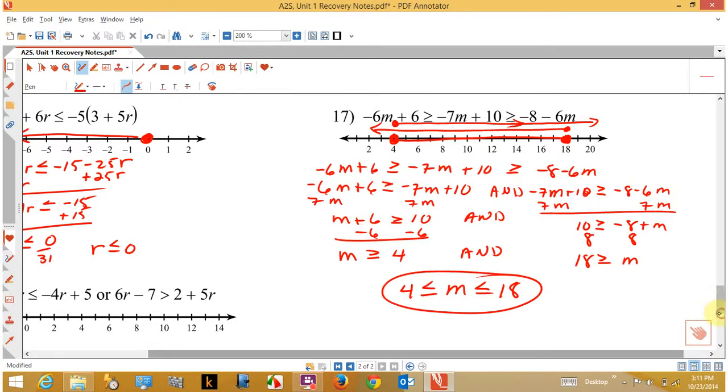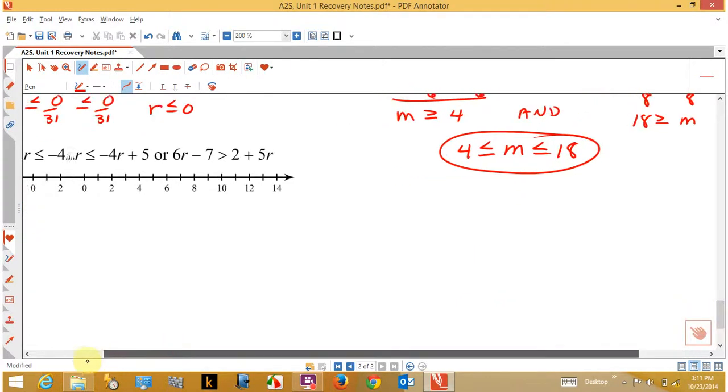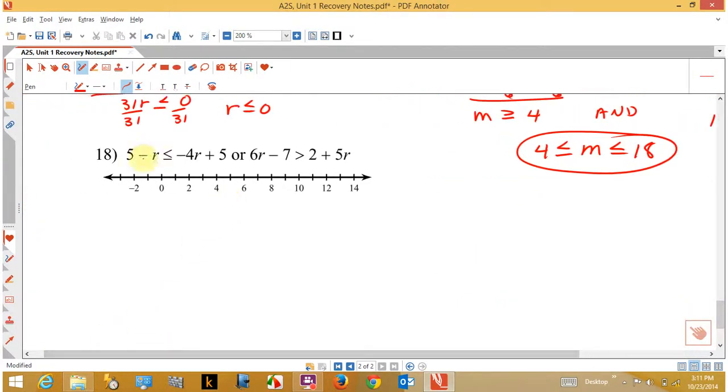Okay, the last problem is a compound inequality with OR. So we have two sides. We have this one, 5 minus r is less than or equal to negative 4r, and we have this side. So let's go ahead and rewrite it.